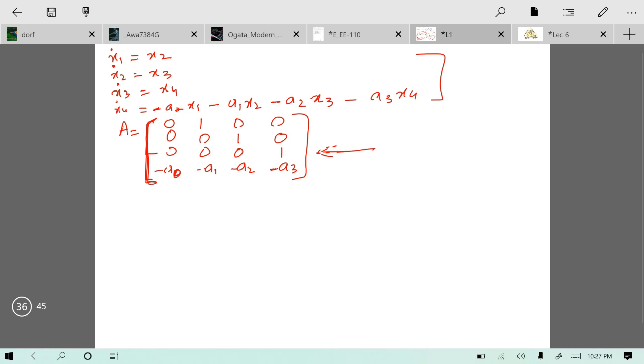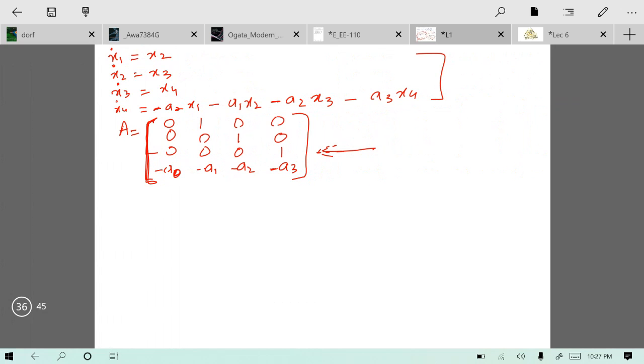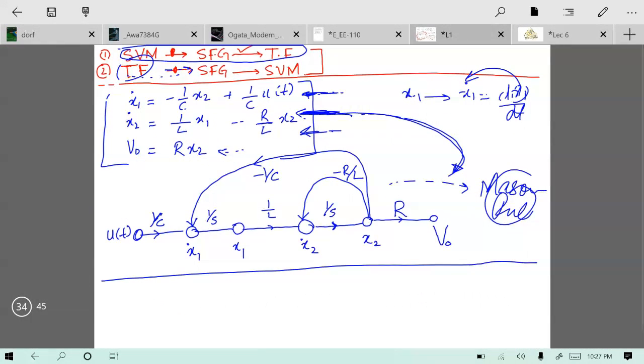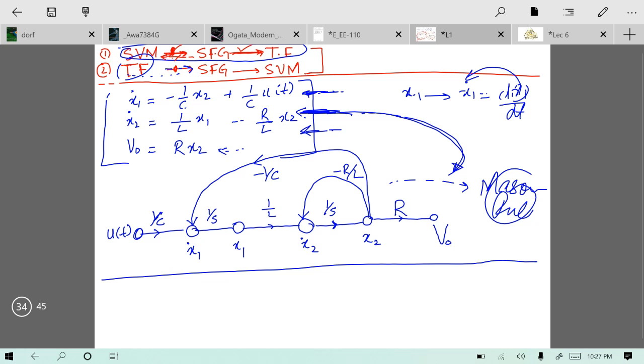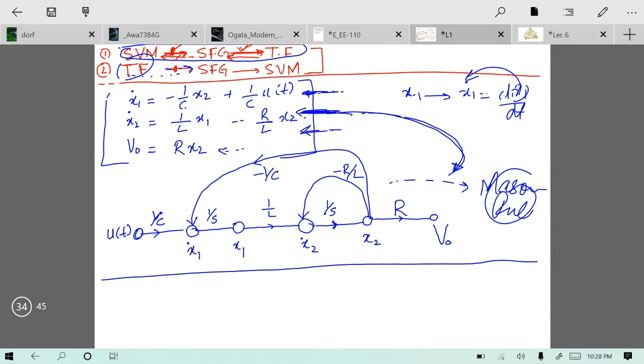Just visualize that we started with a transfer function, we moved to the signal flow graph, and from the signal flow graph we calculated the state variables. State variable model to signal flow graph, done. Signal flow graph to state variable model, done. Signal flow graph to transfer function, yes, by Mason's rule. Transfer function to signal flow graph, yes, we can move in the reverse direction. So all these paths have been covered.